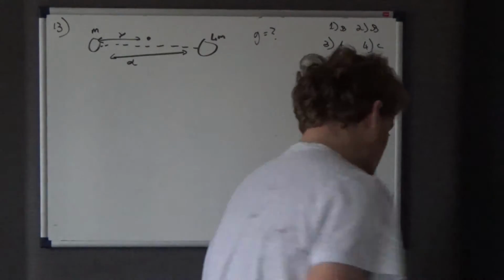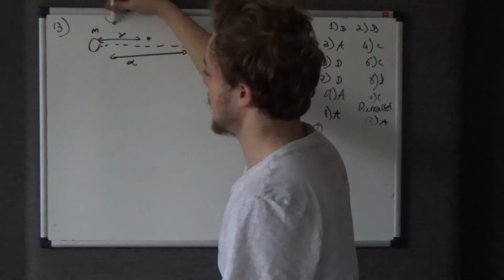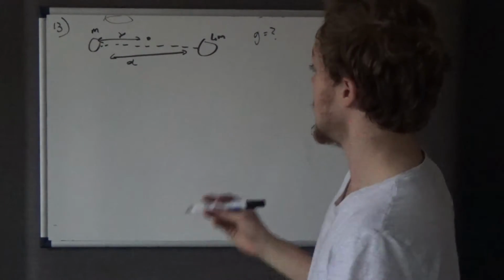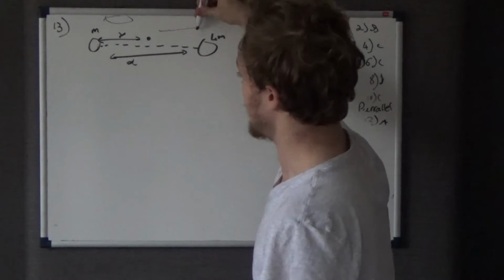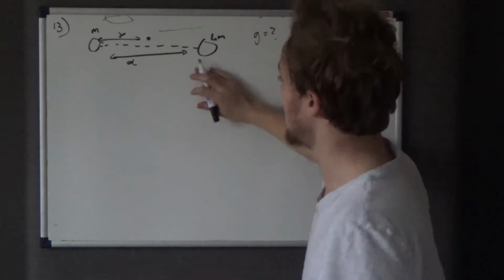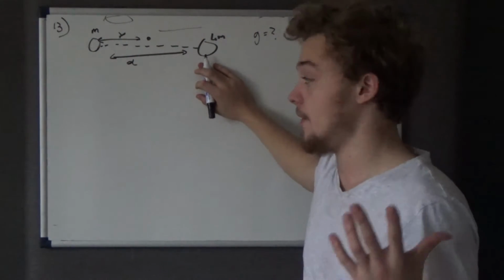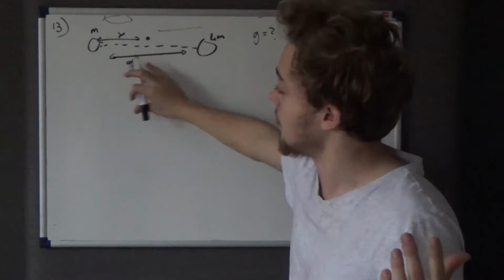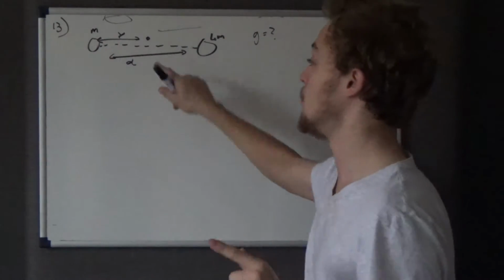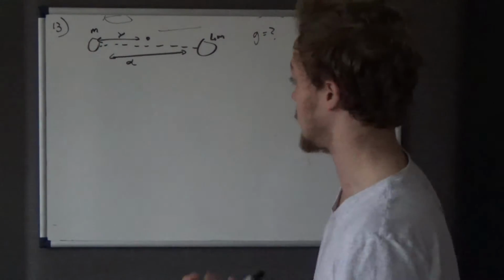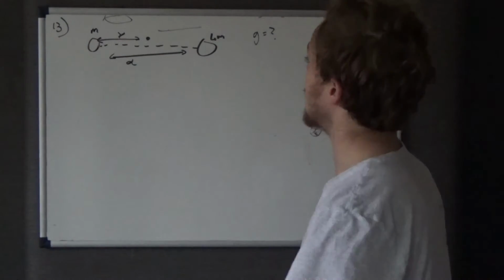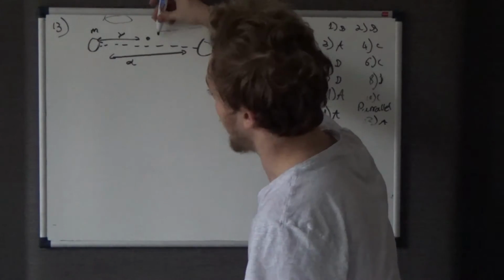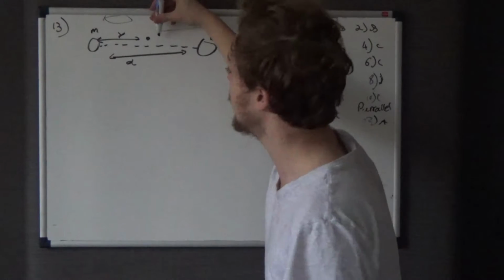Now, obviously, it's going to be more over this side, because this is a bigger mass, so therefore it's going to need a bigger distance to have the same gravitational field strength at the point as the smaller mass does. That's basic knowledge. So, therefore, it's anything bigger than half, or half itself.